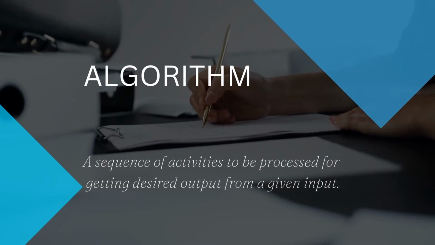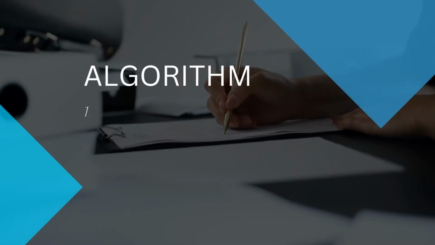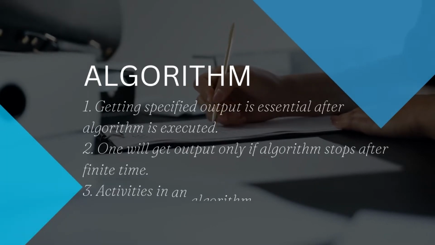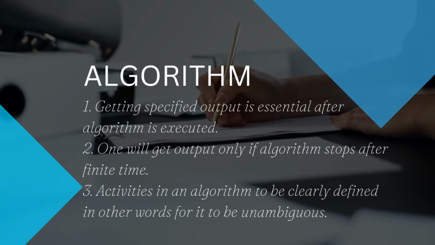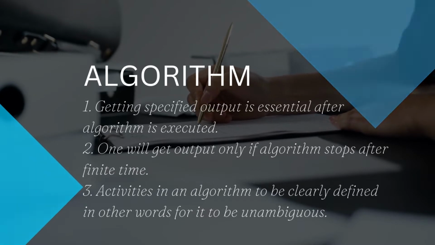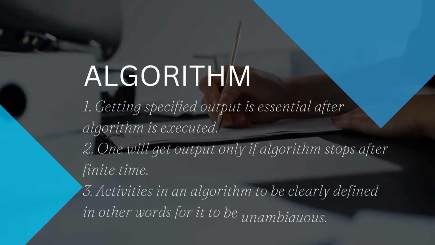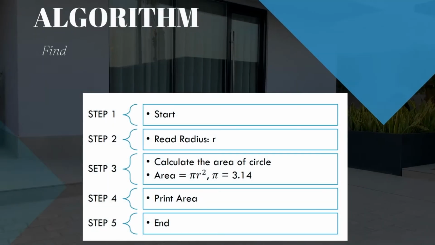Now, if we take the definition of an algorithm as a sequence of activities to be processed for getting the desired output from a given input, then we can say that: 1. Getting the specified output is essential after the algorithm is executed. 2. One will get output only if the algorithm stops after a finite time. 3. Activities in an algorithm have to be clearly defined, in other words, it has to be unambiguous.